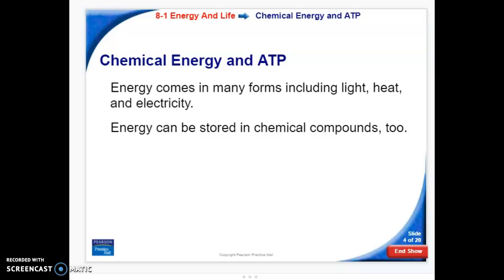Energy comes in many different forms. When you're looking around, especially when you get into physics, you'll talk about heat energy, light energy, electrical energy. But energy can also be found in chemical compounds. When we talk about the energy that fuels our houses, we can get nuclear energy, and that's just breaking chemical bonds.